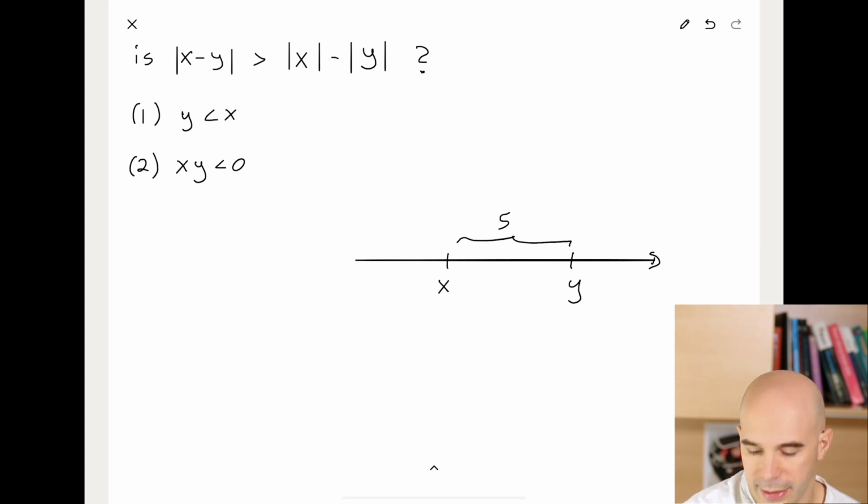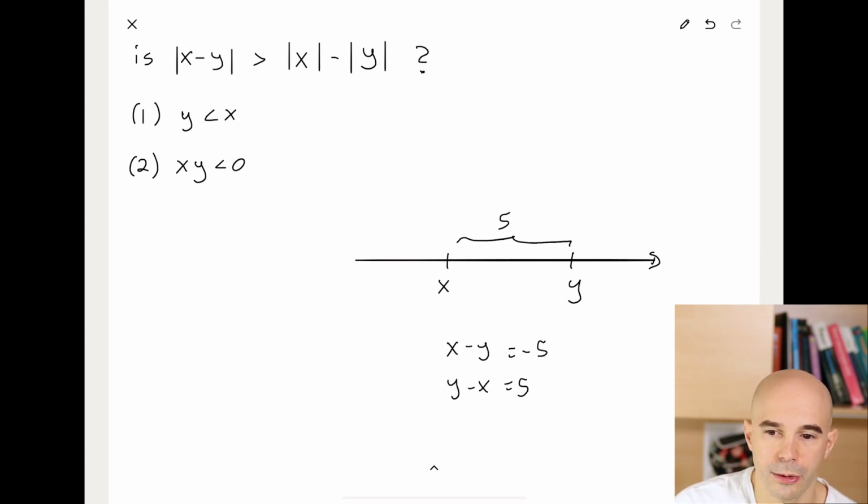So that's what this is saying. If you look at my number line here, you've got x, you've got y. I don't know where 0 is on this number line because it's irrelevant. I know the distance between x and y is 5. I know x is on the left and y is on the right. I can infer from that x minus y is negative 5. And I can also infer that y minus x is positive 5. These are 2 inferences that I can make directly from the drawing of the number line.